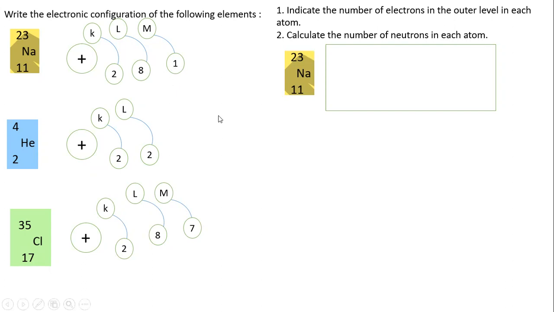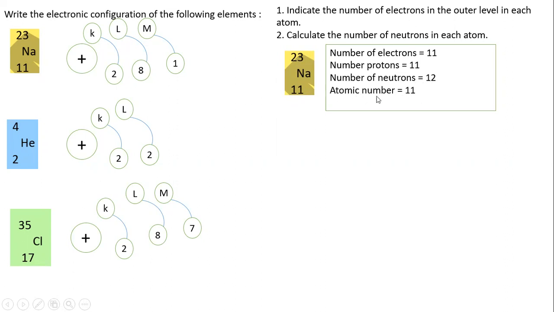So now let's do the number of electrons here. I have 11 electrons. In the outer level, it will be 1 electron. The number of protons will be 11 protons. The number of neutrons, how do you get it? Mass number minus atomic number. So 23 minus 11, it will be 12 neutrons. The atomic number is 11 and the mass number is 23.